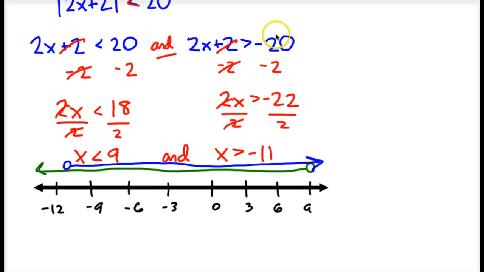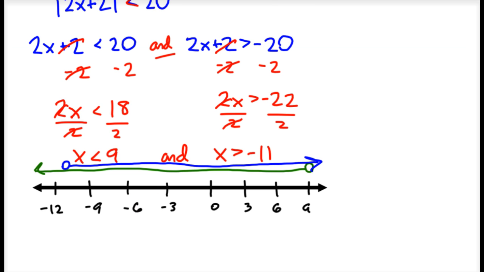Okay, for this one, you should have the inequality x is less than 9 and x is greater than negative 11. Okay, so when I graph this, I'm putting open dots on 9 and negative 11. I went by 3's on my number line just to make it a little bit shorter.